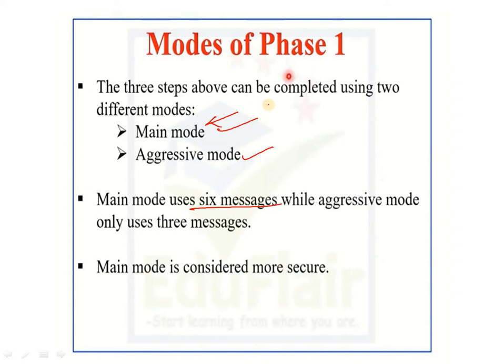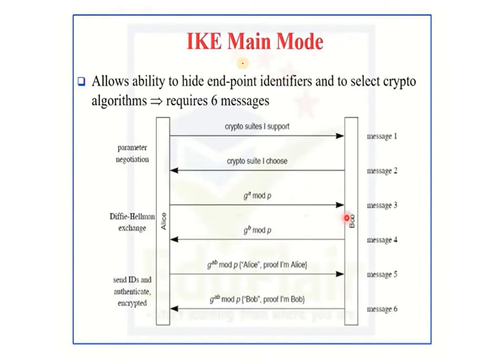So main mode has more security than aggressive. Main mode is considered more secure compared to aggressive mode, because 6 messages will be exchanged between the two parties. So this is the main mode. You can see here 6 messages.